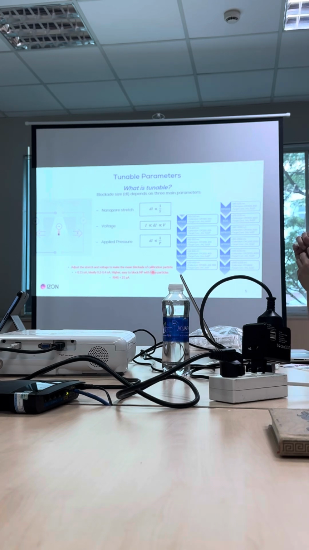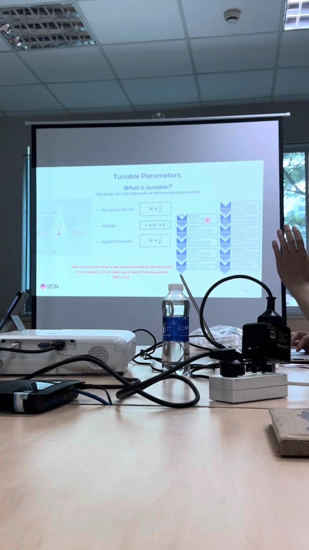What is important here is to adjust the structure and the voltage to make sure the mean blockade of the calibration particles is larger than 0.15 nanoamps. This means that the calibration particles have a known size. For example, the calibration particle CPC100 has a mean size of 100 nanometers, and it ranges from 50 nanometers to around 120 nanometers.